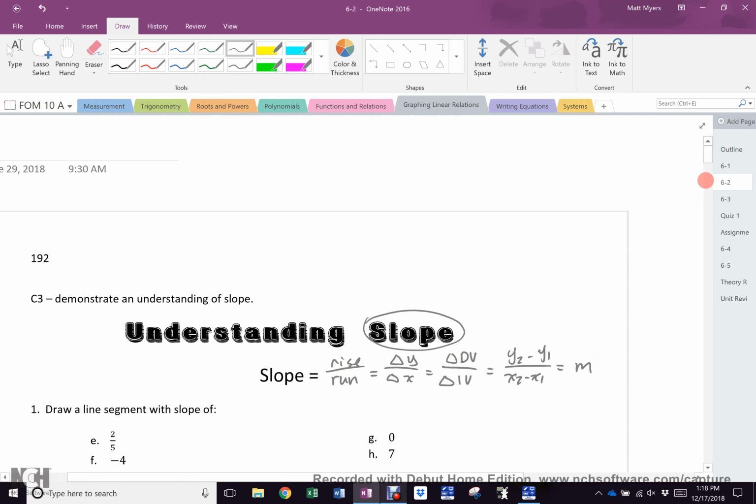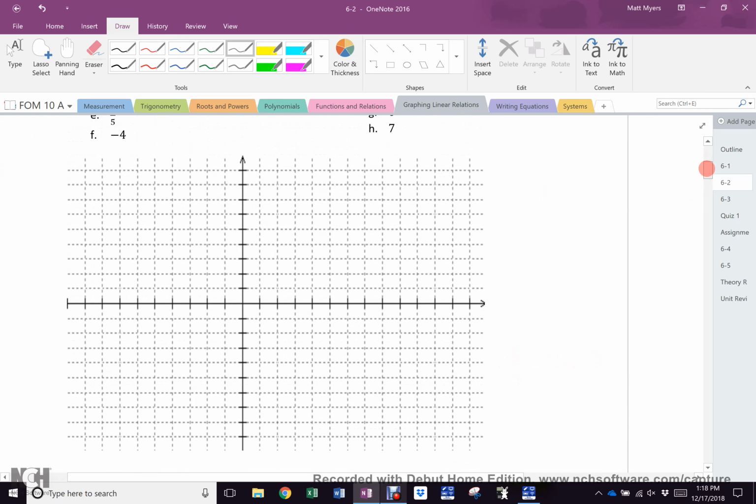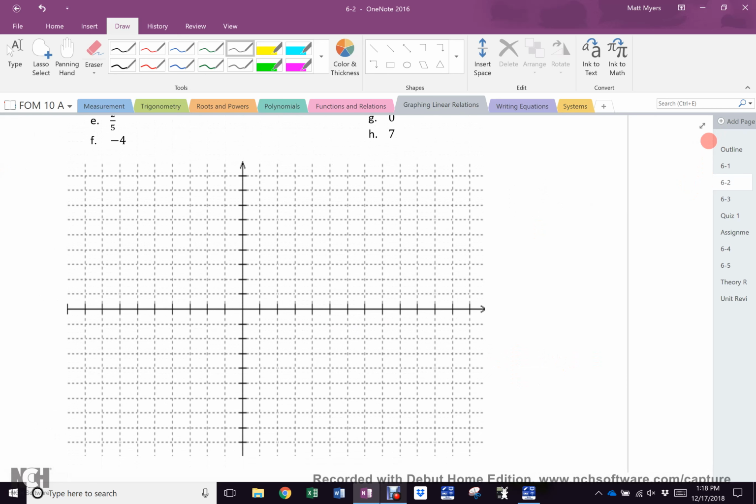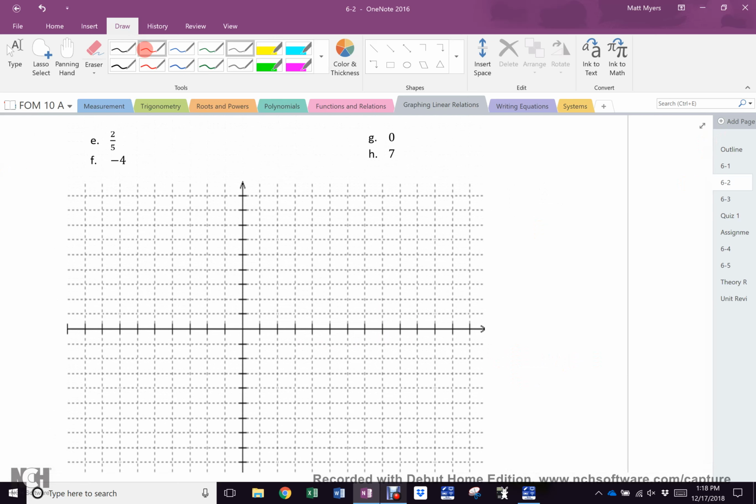All right, let us do so. We are going to draw 4 lines on this graph. Those 4 lines are going to be, you don't need to use colors. I will, though. E. We're going to do E first in this section.